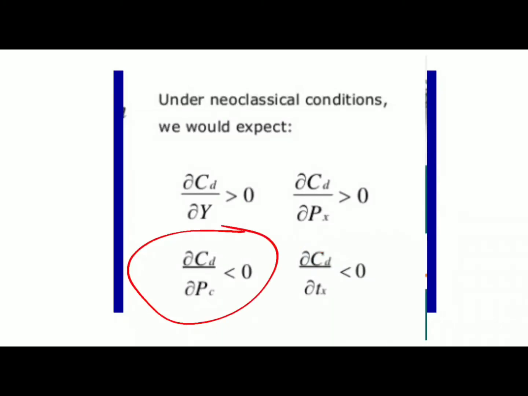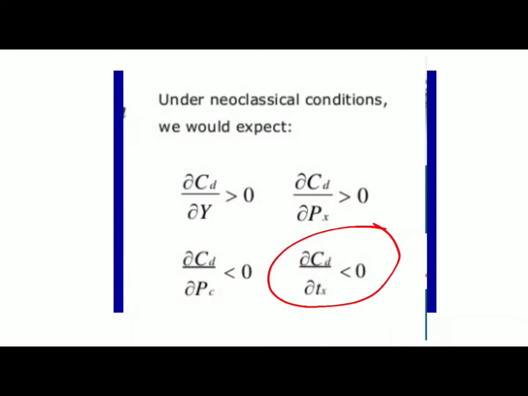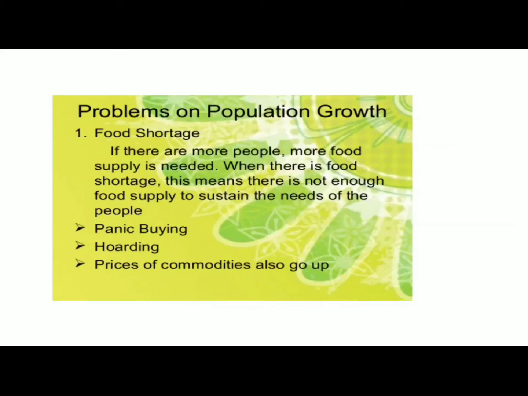The higher the price of all goods relative to children, the greater the quantity of children demanded. The greater the strength of taste for goods relative to children, the fewer children demanded. So let us now proceed to the problems of population growth.